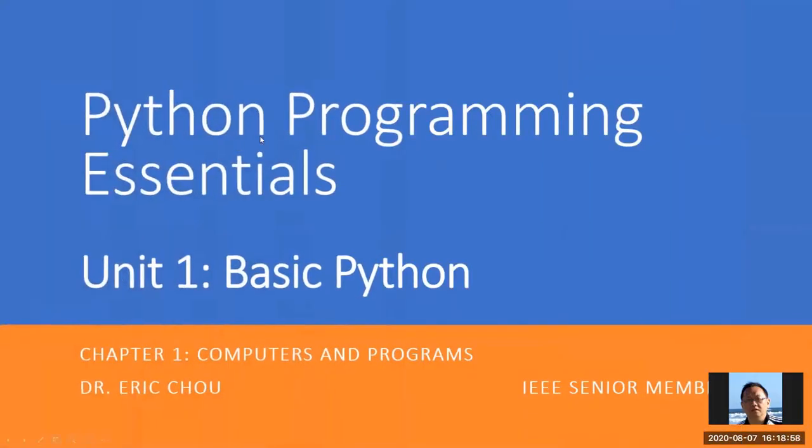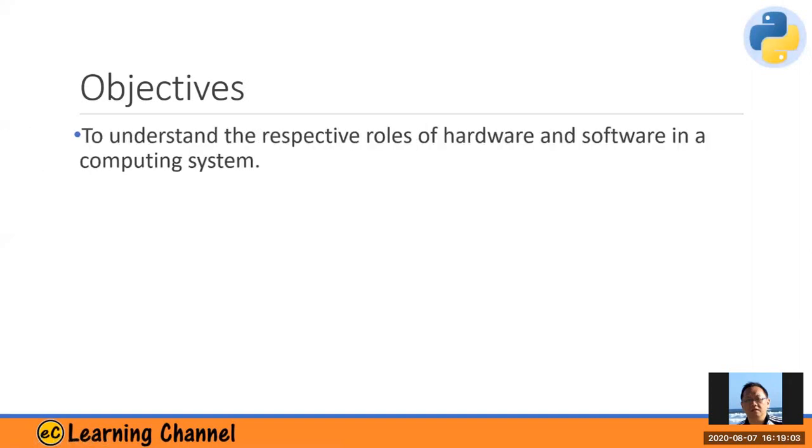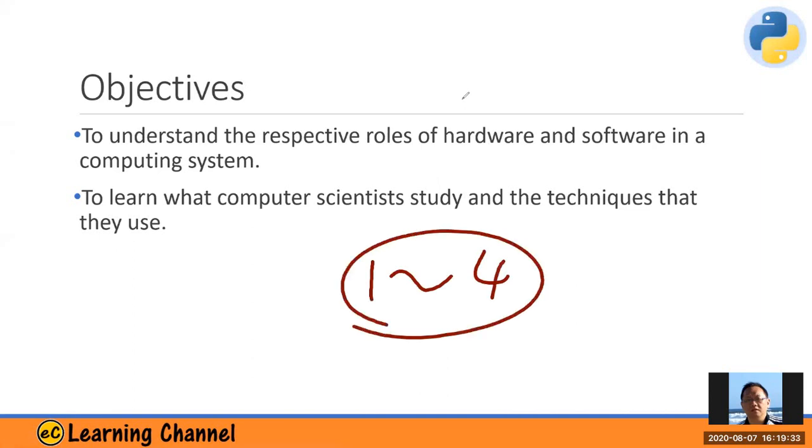we are going to talk about computer science. So we go into chapter 1. Objective. We are going to understand what the software and hardware are in our computer system, because we need to rely on them to do computing, right? And then to learn what computer scientists do, and the techniques they use to solve problems, okay? And chapters 1 to 4 are a very easy run. So chapters 1 to 4 give you very basic knowledge.